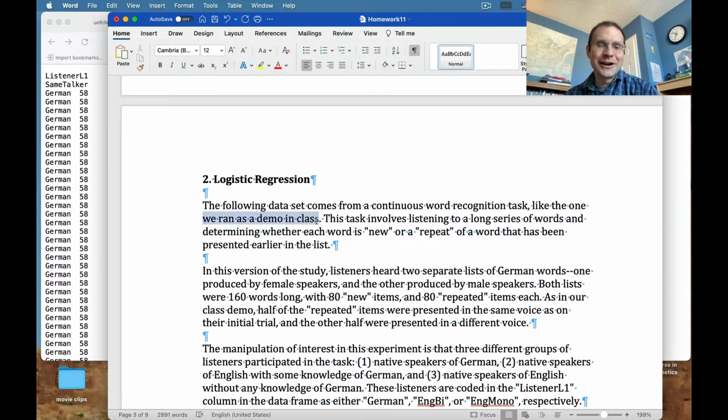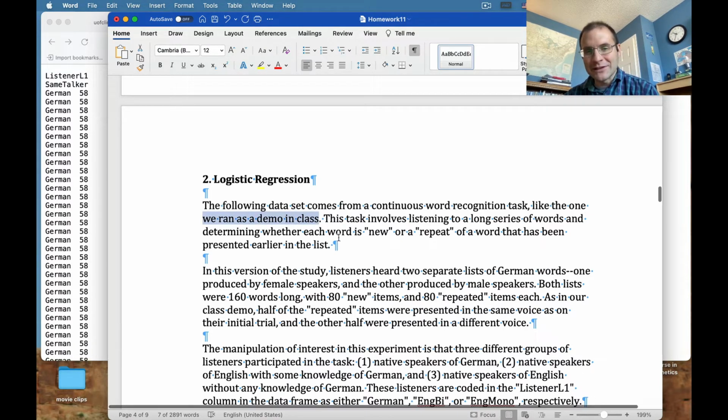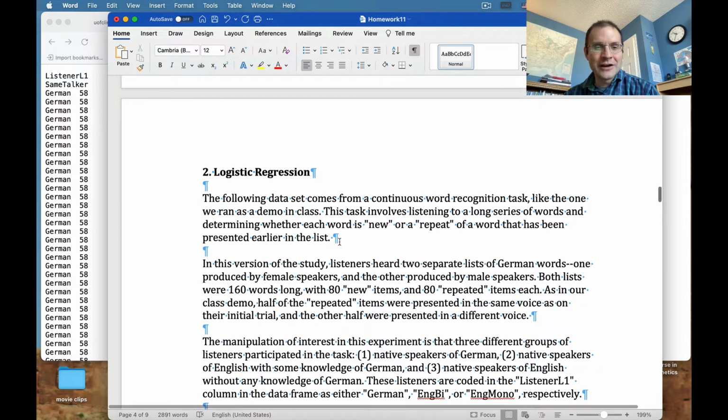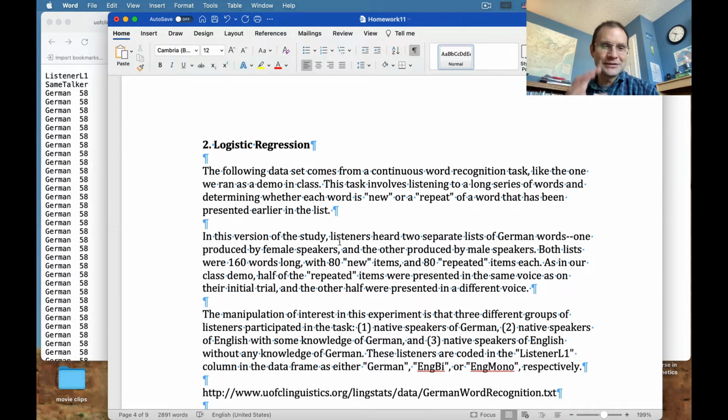And I'll mention here, before I go too far, we didn't actually run this as a demo in class, but I showed it to you in the lecture. Some of you have been in my 441 class, have seen this, and hopefully have done it yourself as well. But as part of that logistic regression lecture, we saw how that sort of thing works and analyzed some data from it.